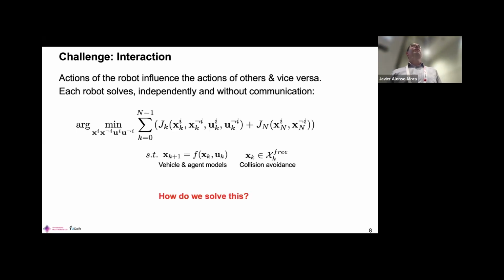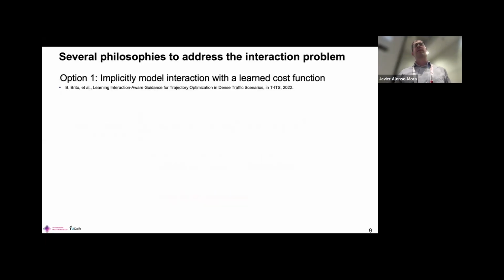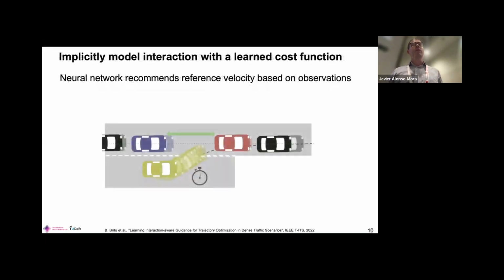So how do we solve this? That's what I will be dealing with in the remainder of the talk. And I will explain three possible options that we have explored in our group. So the first one is to say we don't really want to model interaction explicitly. Maybe we want to take an easy route in some sense. We are just going to learn a cost function, and that one is the one that models interaction implicitly.